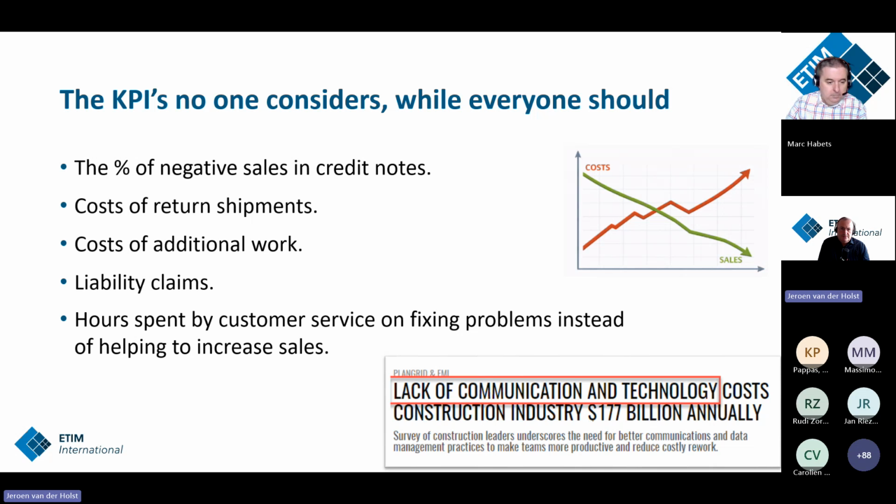What is the value of hours spent by customer service employees making apologies and trying to fix problems, while they could be doing activities that could help increase your sales figures? And if you look for surveys on failure cost on the internet, failure cost in construction, they all show significant savings potentials and the same root cause: a lack of communication and data management practices. People just don't know what to buy.